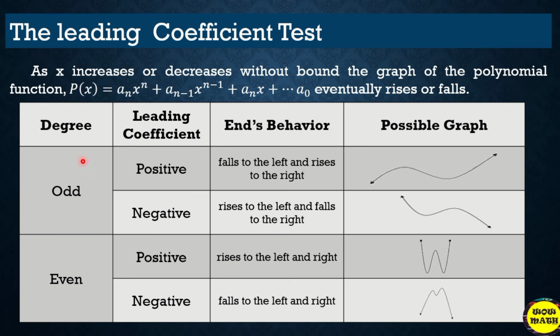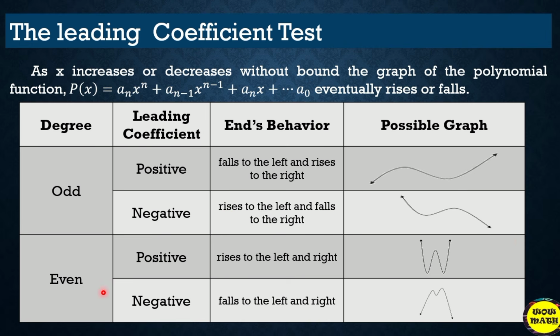Again, kapag yung degree ng polynomial is odd number and then positive yung leading coefficient, the possible graph falls to the left and rises to the right. So parang ganito yung nakikita nyo. Yung graph natin, mag-start siya sa left side, pababa yung graph, and then dito sa right side, pataas siya. And then kapag yung degree natin is odd number, and then the leading coefficient is negative, yung end behavior naman is rises to the left and falls to the right. So ibig sabihin dito sa left side, pataas naman yung graph natin, and then dito sa right side, pababa.